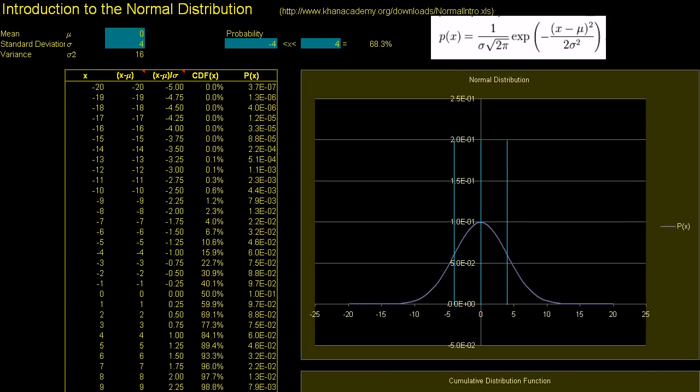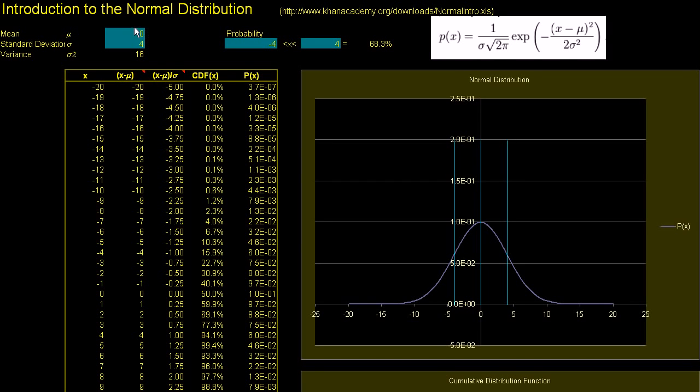So in this spreadsheet, I've plotted a normal distribution. You can change the assumptions that are in this green-blue color. So right now, it's plotting it with a mean of 0 and a standard deviation of 4. And I just write the variance here for your information. The variance is just the standard deviation squared.